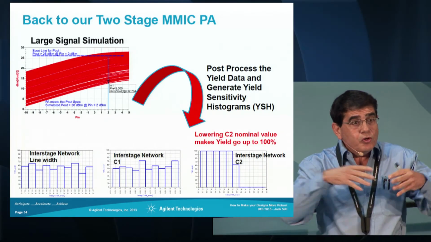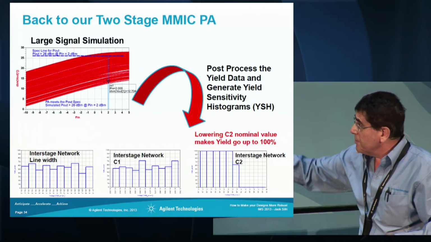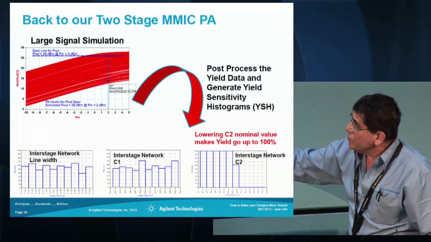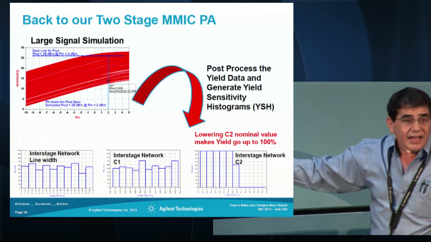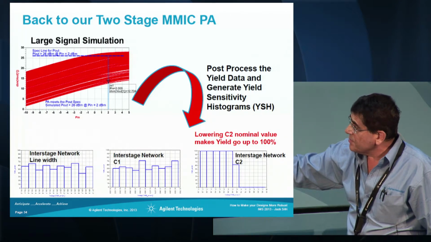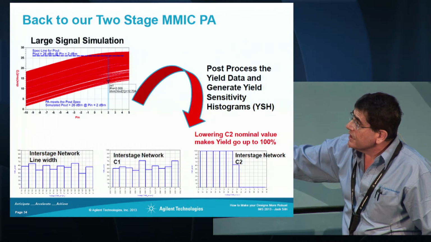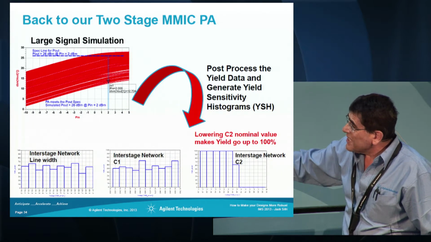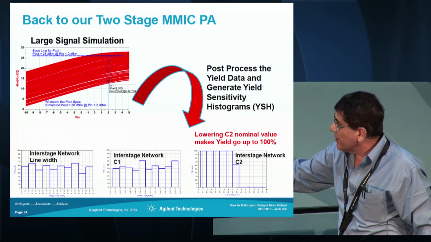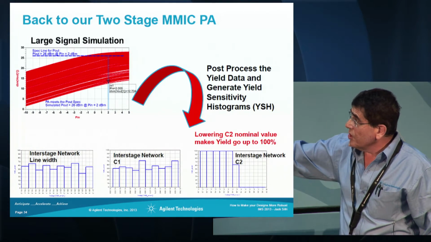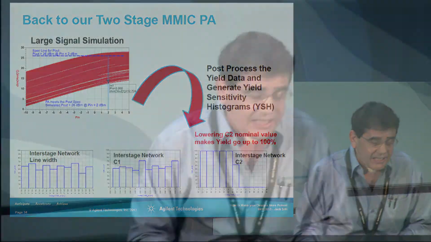So I ran yield sensitivity histogram on the design. And again, I don't have too much time here to explain this, but basically, you can see on the interstage matching network C2, running the yield sensitivity histogram tells me if C2 is lower, I get 100% yield. And if C2 goes plus 5%, a little bit higher, the yield goes to 0. That's what's causing the problem for me. So even that yield sensitivity histogram is telling me this.